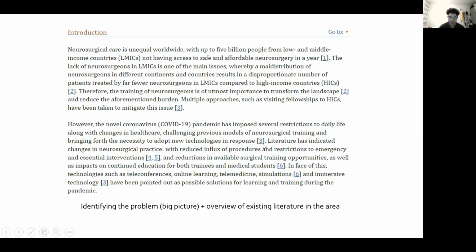So we've covered the changes to neurosurgical practice and how it's impacted us, and therefore that it has reduced surgical training opportunities. It has reduced the education opportunities for both trainees and students. And lastly, just at the end of that, we want to say, well, actually, it's not all doom and gloom. The literature does report a few things that have been done, such as teleconferences, online learning, etc. But that's kind of the layer of the literature at the moment.